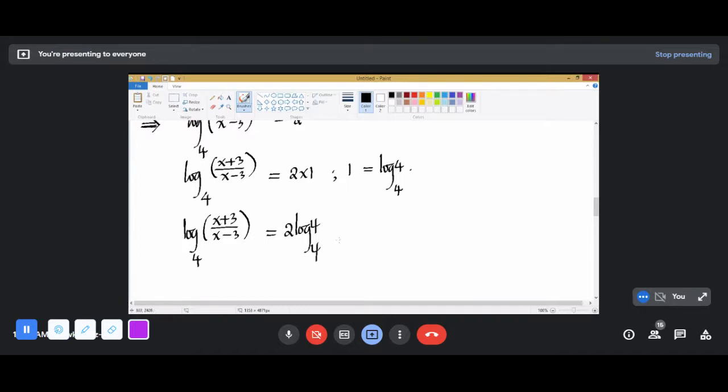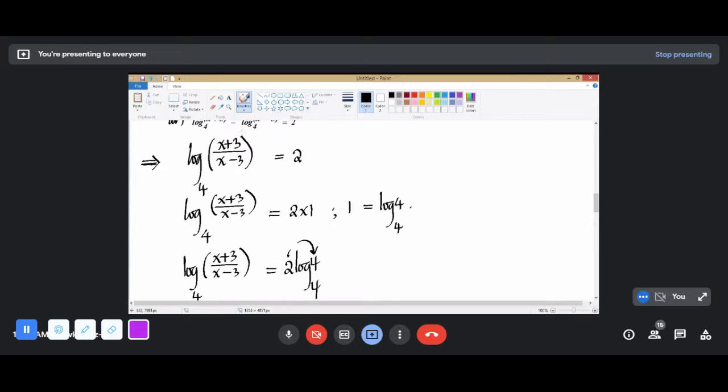And then at that instant, that 2 can become a power of that quantity. And where will we be? So what we are now ready to say is that the logarithm of x plus 3 divided by x minus 3 to the base 4 is the same as the logarithm of 4 squared, which is 16, to the base 4. Because 4 squared is 16, upon that becoming the power of 4.